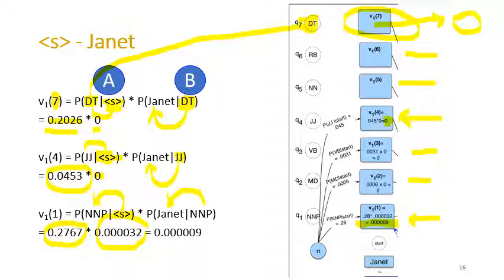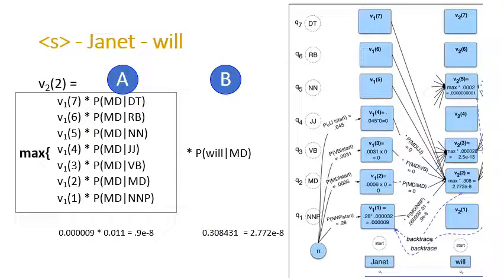Next, we are going to move on to the second word. The second word is the word will. Same as before, you need to compute V27 all the way up to V21. Here I give you an example of how to compute V22. The first thing you should notice is that there are always two components, transition and emission.